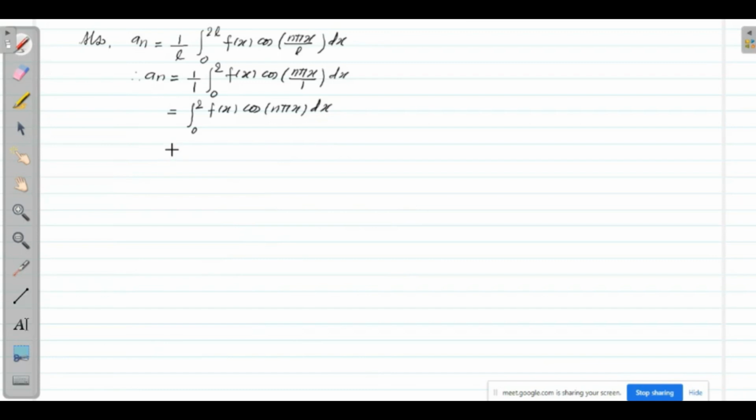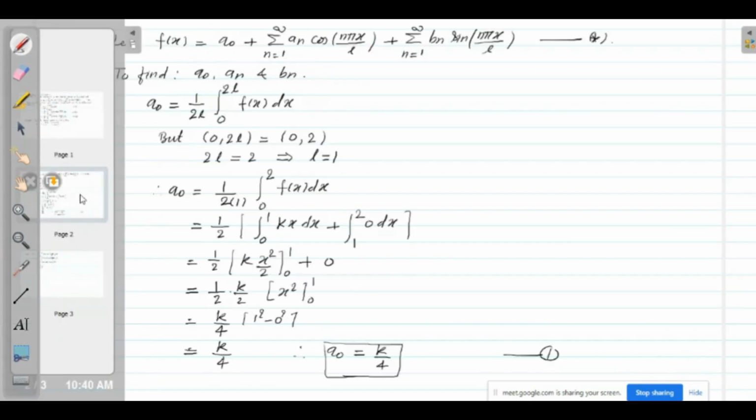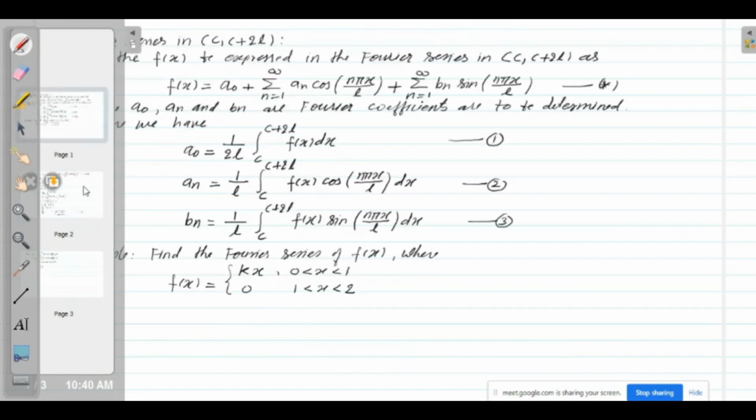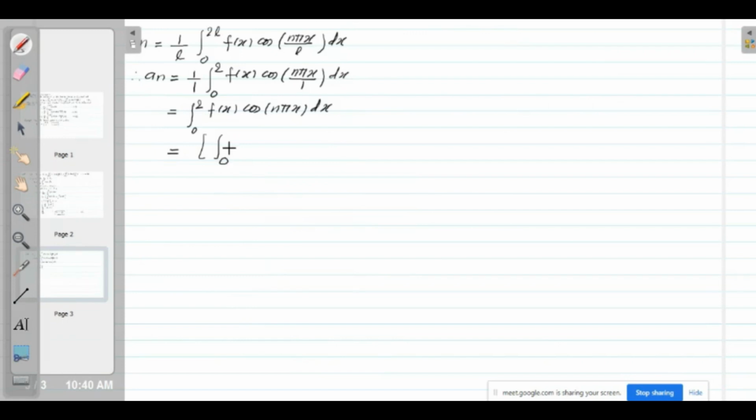Now just break your function. We are breaking your function. First one is limit 0 to 1, then 1 to 2. For the first one we have the function kx cos n pi x dx, plus the second function running from 1 to 2, where the function is 0, cos n pi x dx.